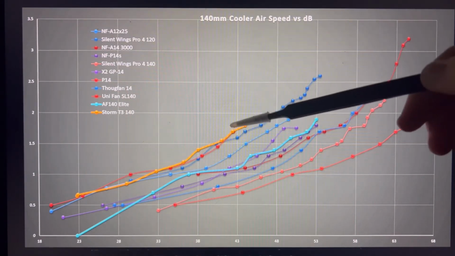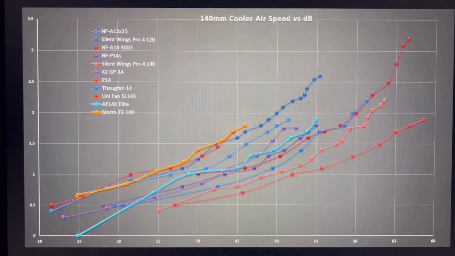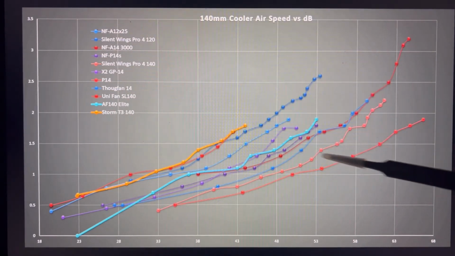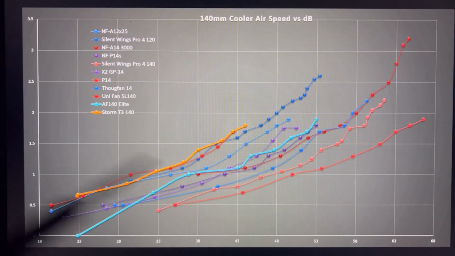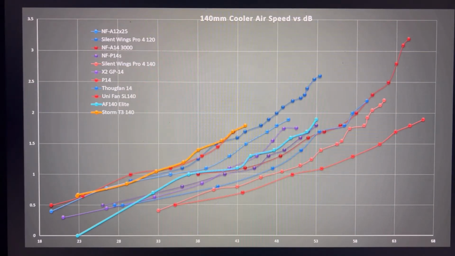One thing to note is they both end up in close to the same spot, despite the Corsair Elite producing more noise. So as a fan goes this way, they produce more noise. As the fan goes this way, they produce less noise for that given air speed. So you want the fans to be as high in this direction as possible.